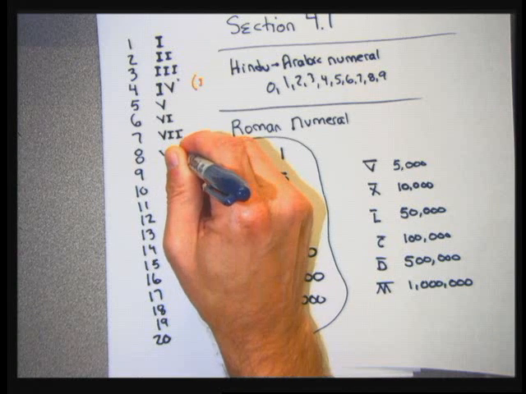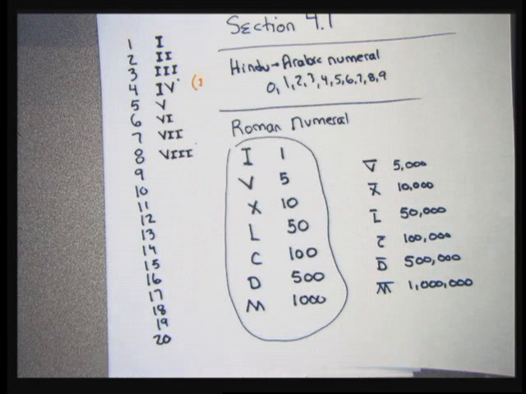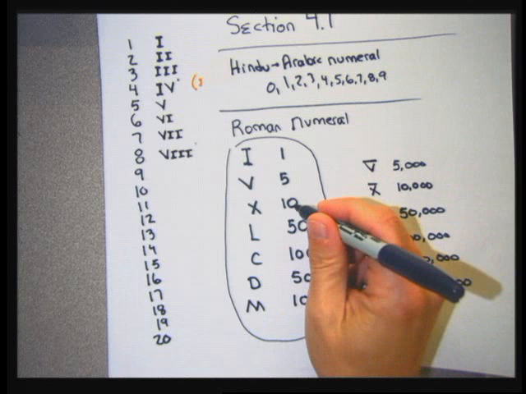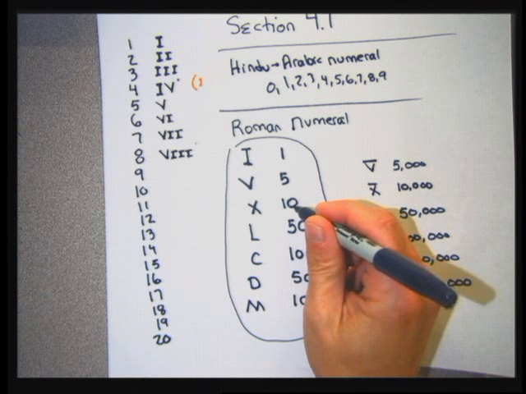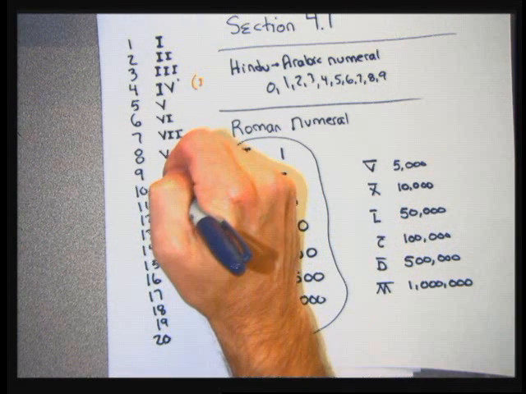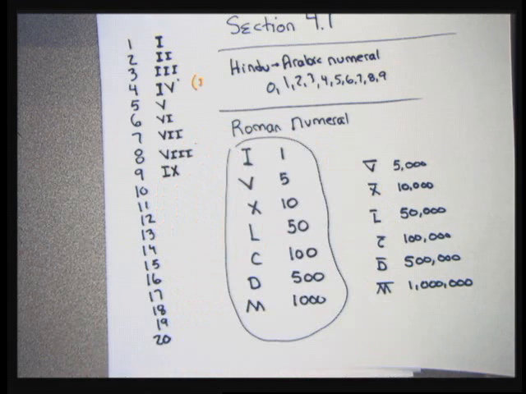I can never have 4 of a kind, so the next number I write can't be a V with 4 I's. So the numbers 1 through 8 are displayed, and notice in each of the numbers I could have a maximum of 3 of the same symbol. To do 9, I can't write a V with 4 I's. That's not acceptable. But there is a 10, and if I write an I to the left of 10, writing a smaller number 1 to the left of a bigger number means to subtract that number from the bigger number, and 1 less than 10 would be 9.